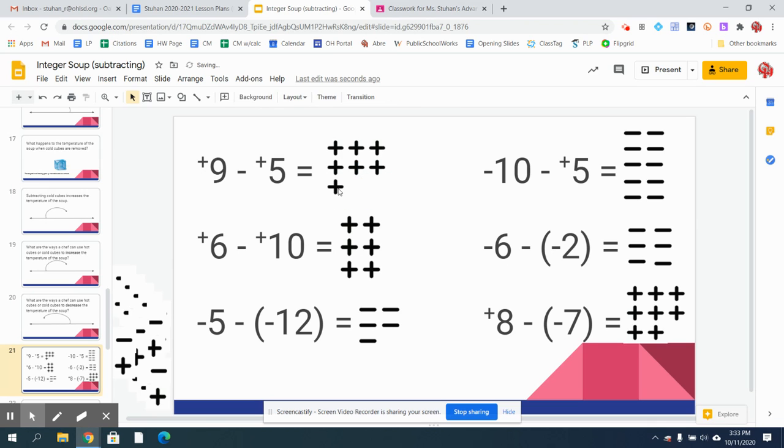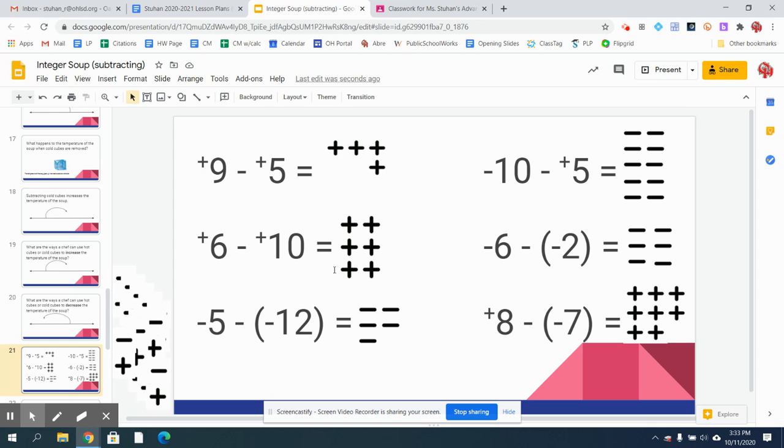1, 2, 3, 4, 5. So the answer to positive 9 minus positive 5 is 4. And of course, that's something you learned back in elementary school. We know how to subtract positive numbers, especially when the first number is bigger.